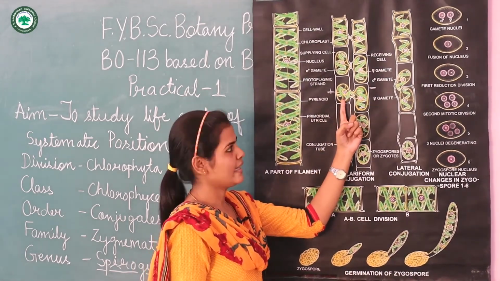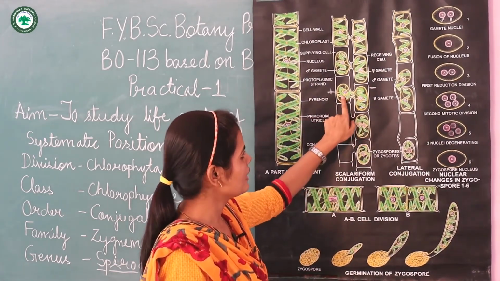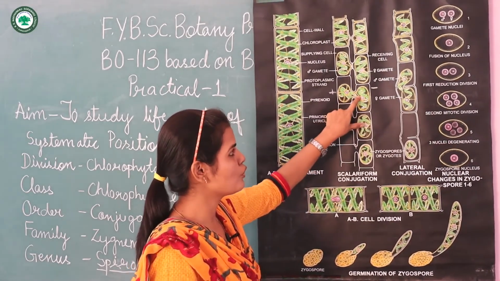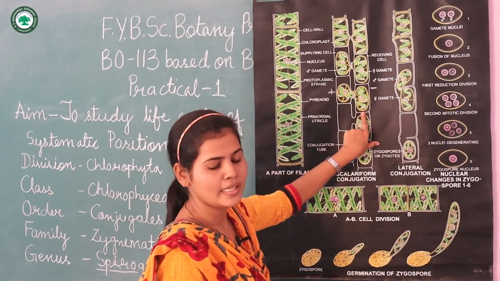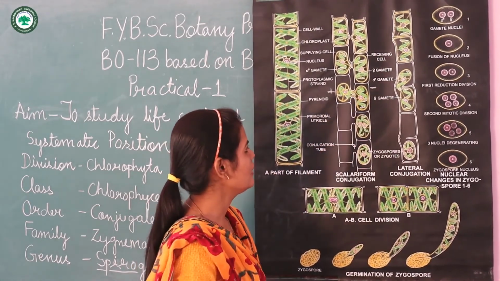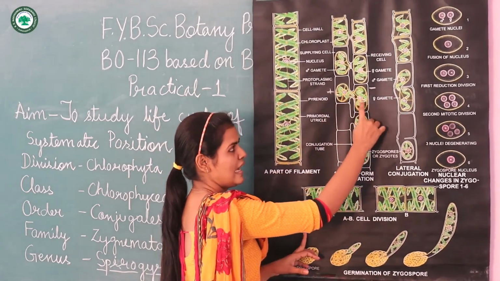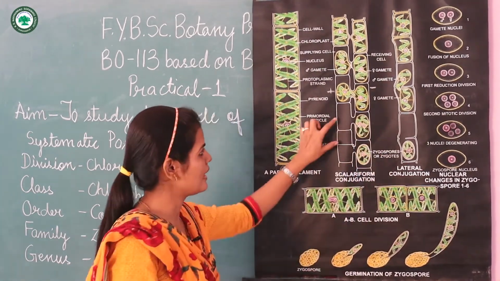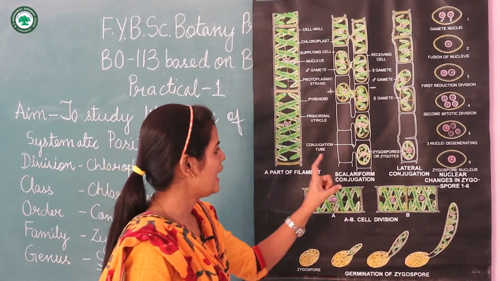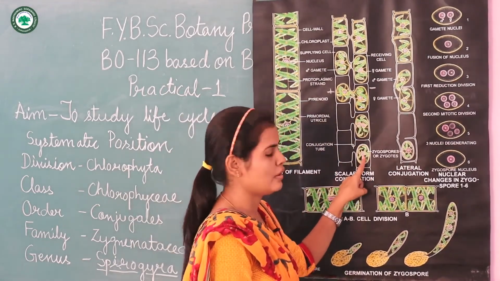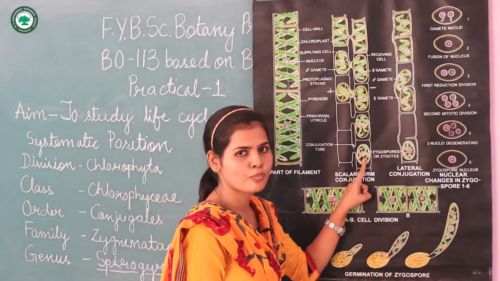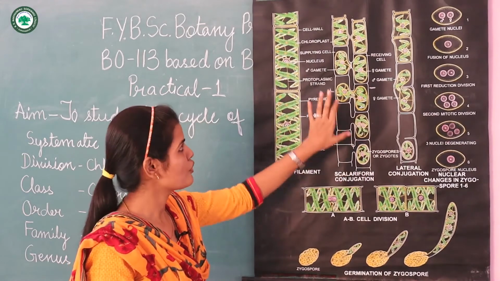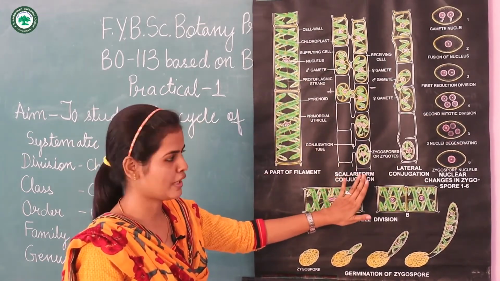From this side, that is from the positive strain filament, the cytoplasmic material as well as the nucleus will flow towards the negative strain filament, and after that, all the material has gone from this cell to this cell. Now this cell, the positive cell, is empty, and the negative cell, on maturity, will form a zygospore, that is the zygote. So this is in the case of scalariform conjugation.